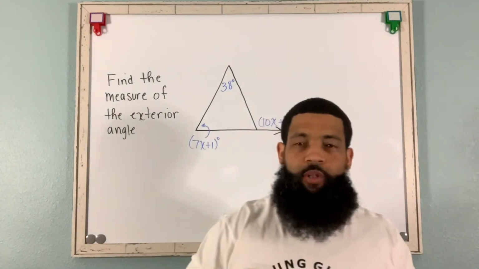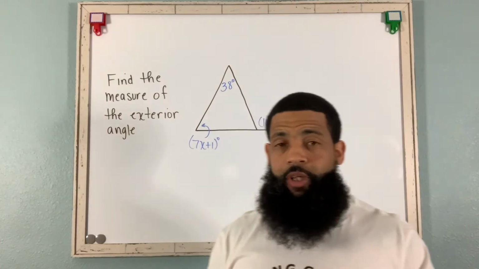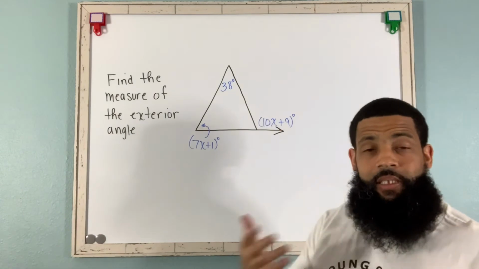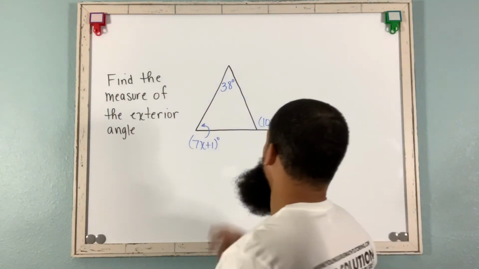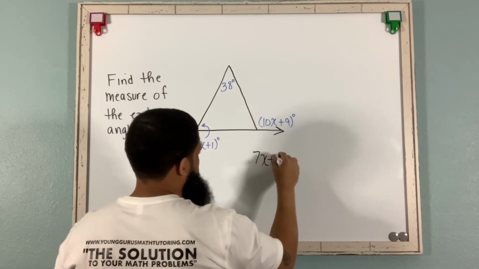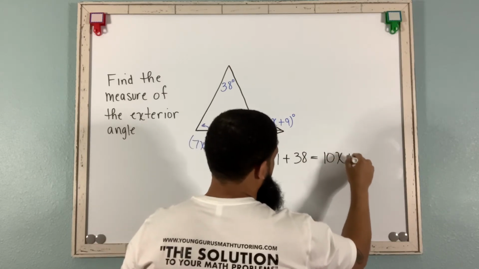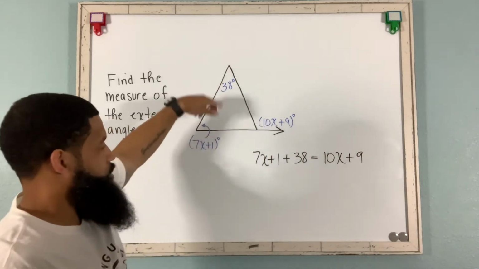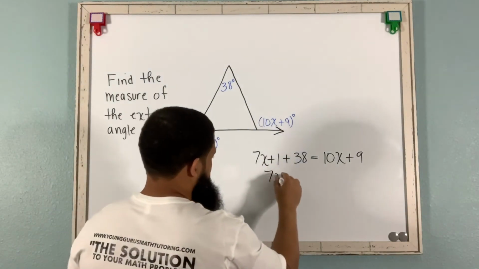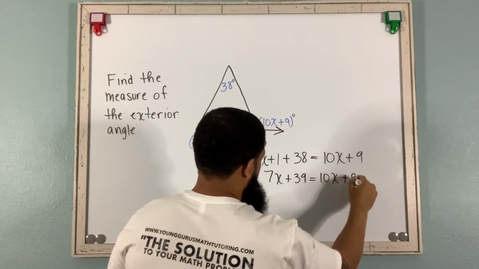So here in this example, we have a different diagram. We're doing the same thing. We want to find the measure of the exterior angle. The exterior angle here is going to be this one. These are going to be the two non-adjacent interior angles, right? Now, we can create the equation that says 7x plus 1 plus 38 is equal to 10x plus 9. We can take the parentheses off here in this case. So 7x plus 39 equals 10x plus 9, right?